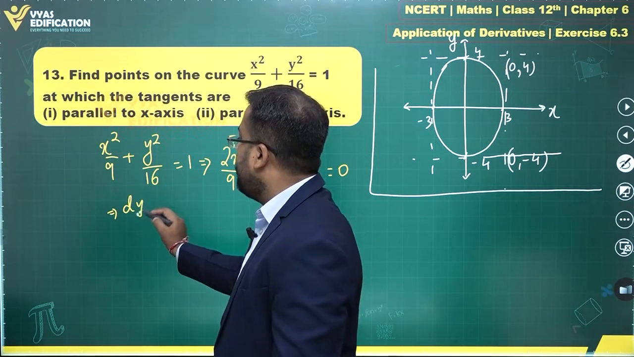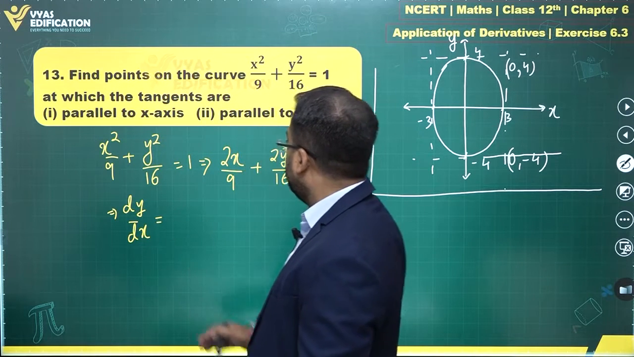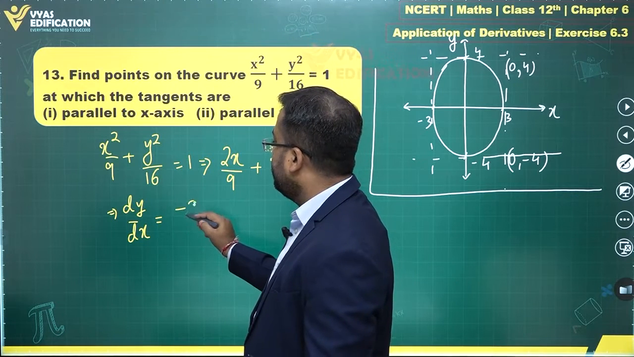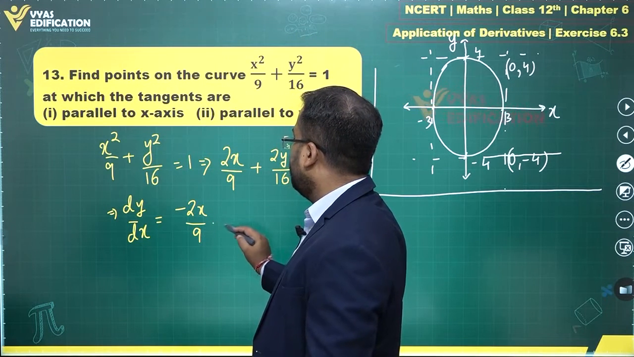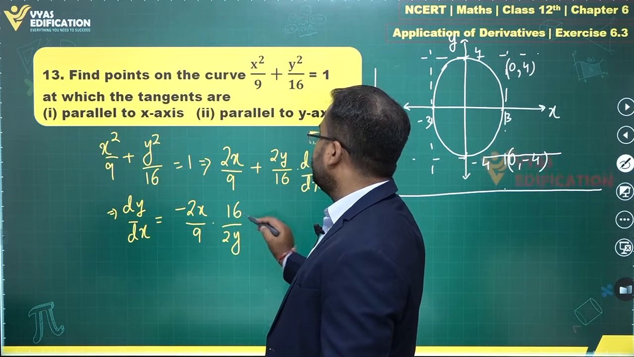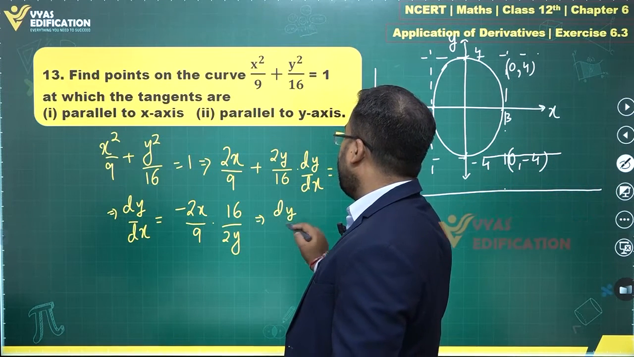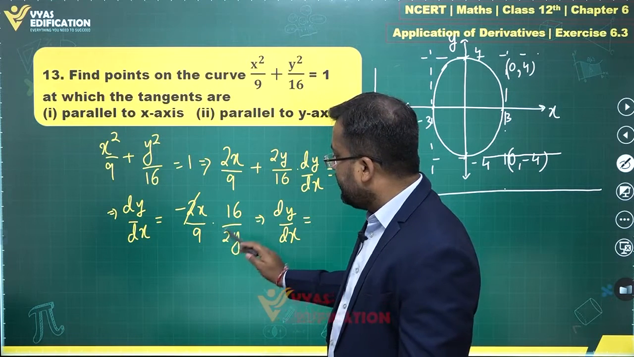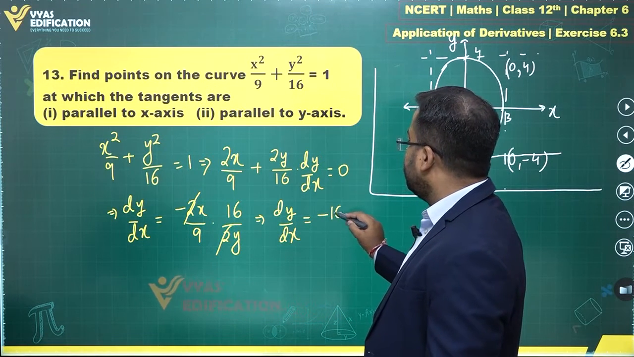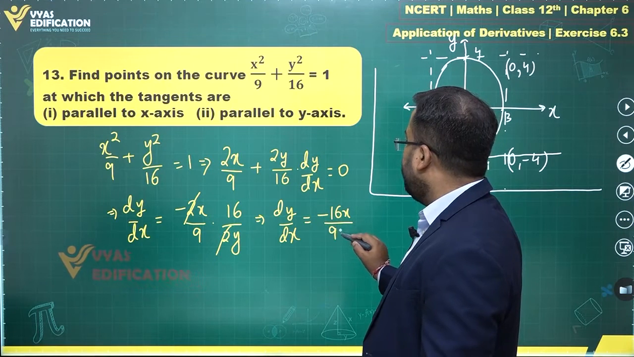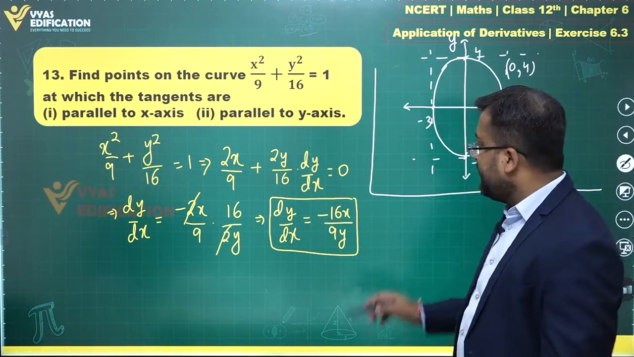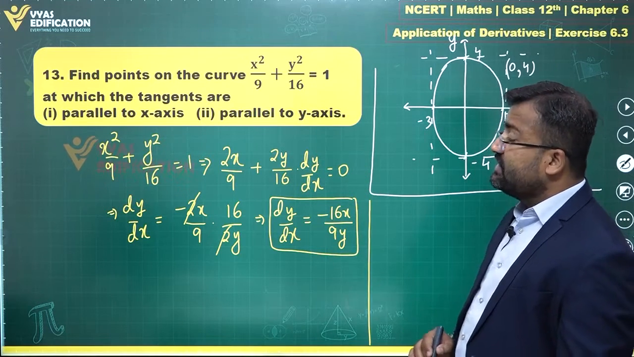On the basis of this, I can get the value of dy by dx. This gives me dy by dx is equal to minus 2x by 9 upon 2y by 16, and this tells me dy by dx will be equal to what? Please note that this 2 will get cancelled with this 2. This is minus 16x over 9y. This is what I'll get. Okay. On the basis of this, can you solve the first and second part as given over here?